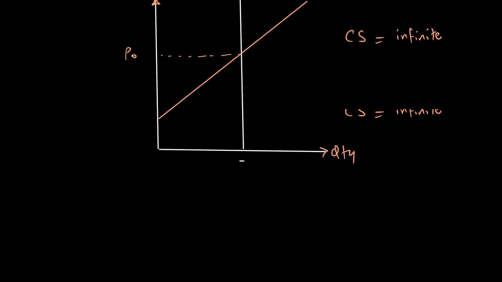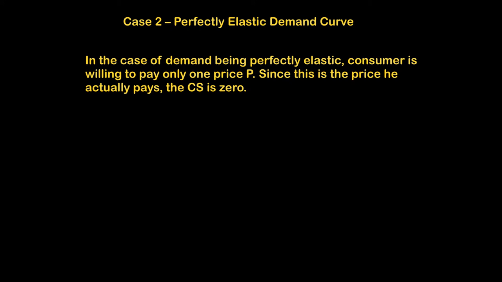On the other hand, our second case is of a perfectly elastic good. This is a good that has a lot of substitutes available. In the case of a perfectly elastic good, the consumer is willing to pay only the market price, let's say P. Since this is the price he actually pays, consumer surplus is zero. Why? Because what you're willing to pay is exactly equal to what you actually pay.